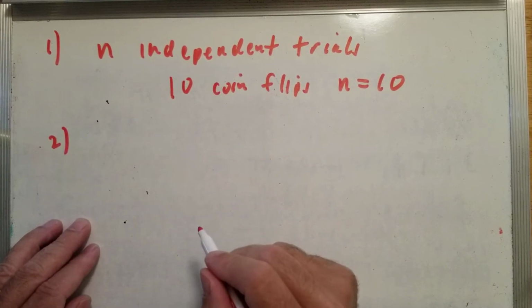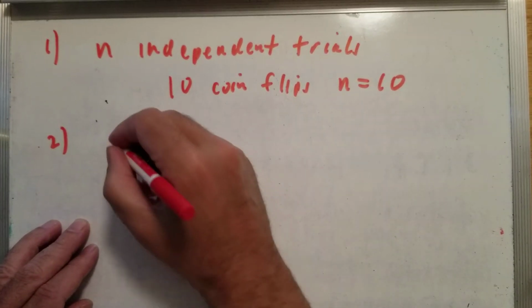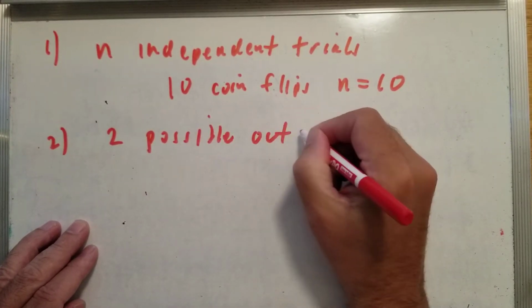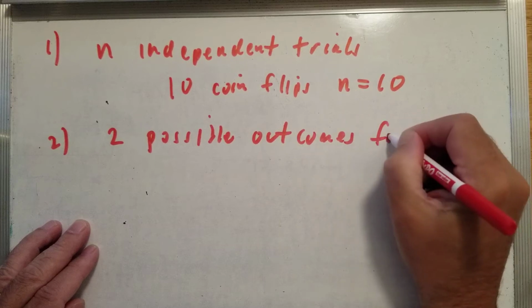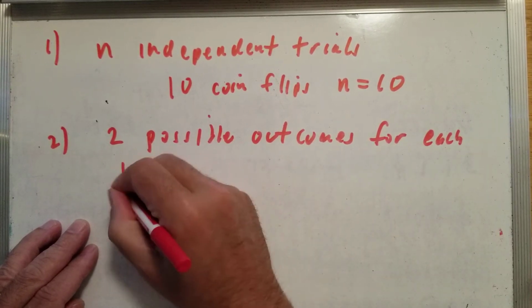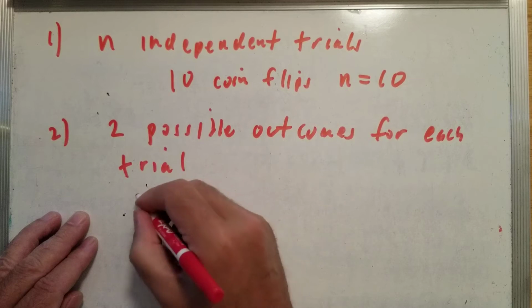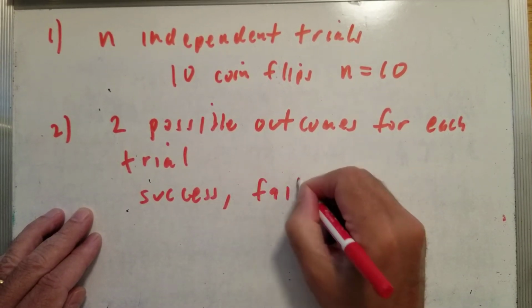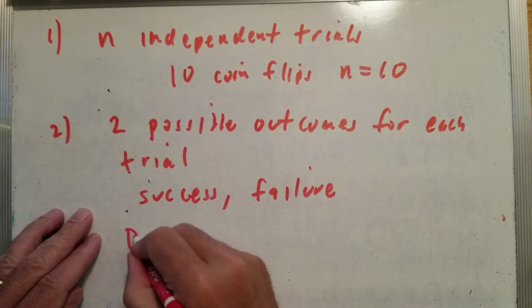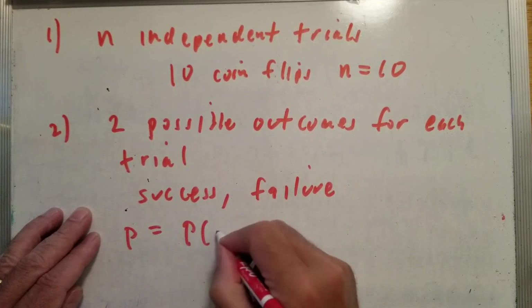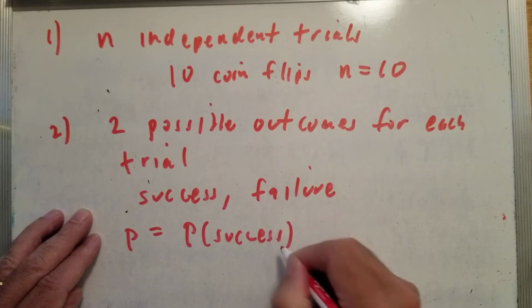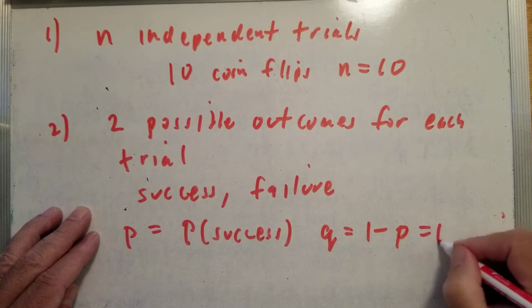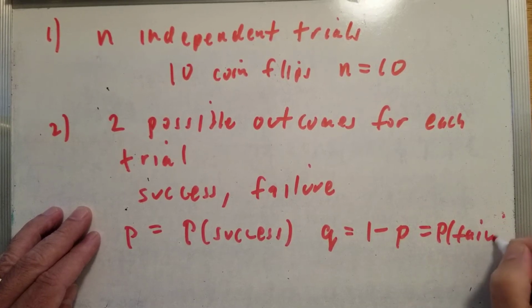The second property is that each trial has two possible outcomes. One is labeled success. The other is labeled failure. P is equal to the probability of success, and Q, which is equal to 1 minus P, is the probability of failure.